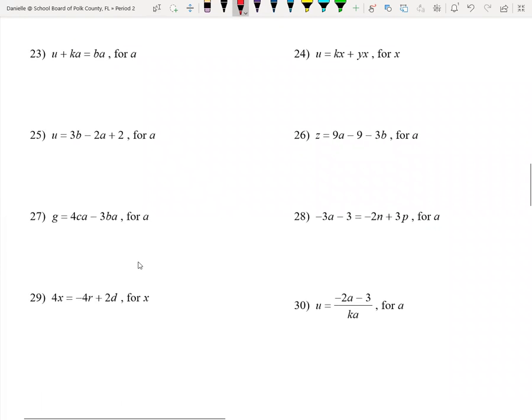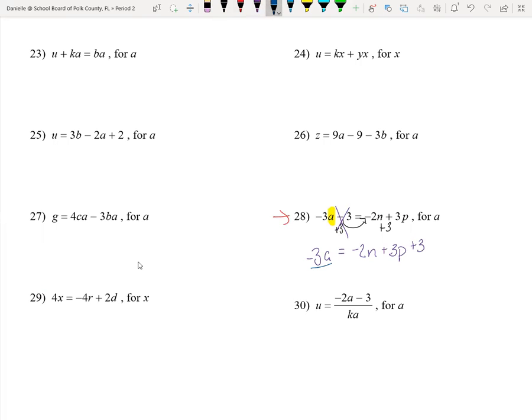Let's choose 28. 28 looks really confusing. And we are solving for a. So I want this letter all by itself. First thing I want to do is see what is added or subtracted, and that's what I want to move. So this negative 3, we're going to boot over to the other side using addition. My negative 3 and positive 3 will cancel out. I will have negative 3a equals negative 2n plus 3p plus 3.